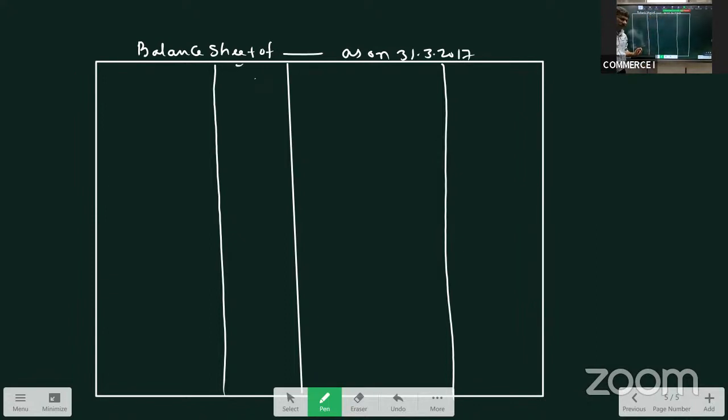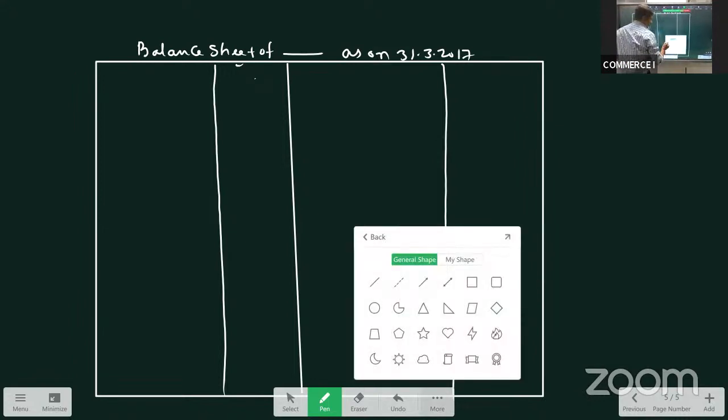Because as I told you, balance sheet is prepared on one particular date, taking into consideration the position of the business as on that date. Whatever are the assets and liabilities a business has as on a particular date, that only will show in the balance sheet. So we write it as balance sheet as on, or balance sheet as at.